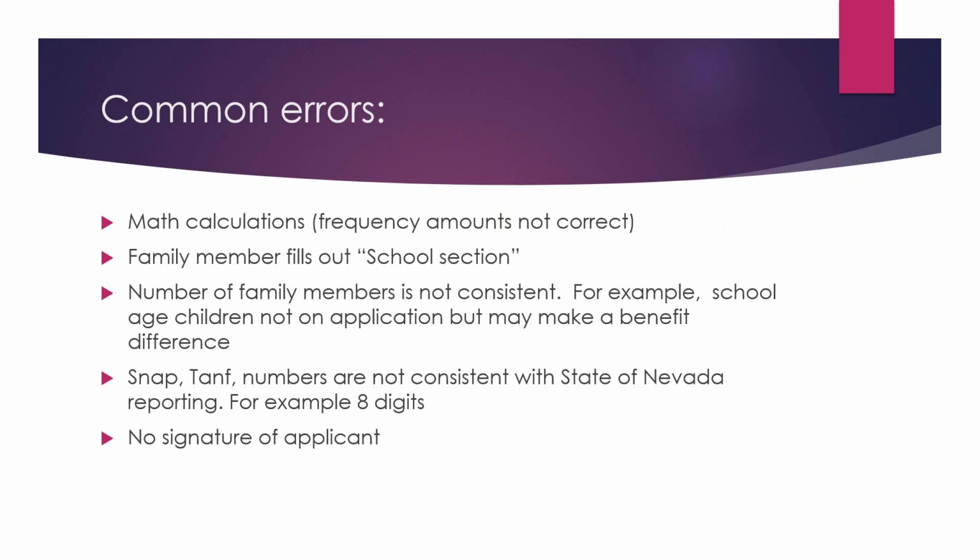The SNAP and TANF numbers are not consistent with the state of Nevada reporting. Again, the state of Nevada is a 9-digit code, but on the paper application, for example, it might just have 8 digits listed. No signature of the applicant.